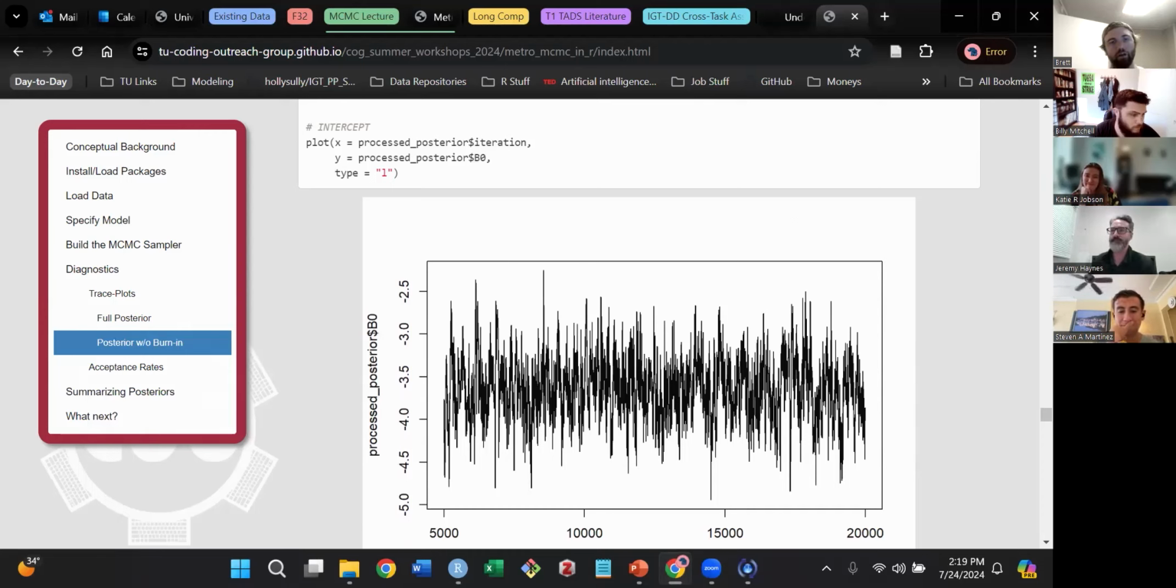Brett, what's up? Yeah, is the burn-in just arbitrary based on what you see on the plot, or is there something that you're doing with numbers to determine what that is, or where that stops?